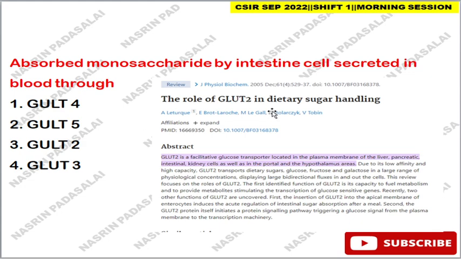There is an article published in 2005 in the Journal of Physiological Biochemistry, and there they described the role of GLUT2 in dietary sugar handling. So GLUT2 is the correct option. If you want more in-depth analysis, you can refer to this particular video.